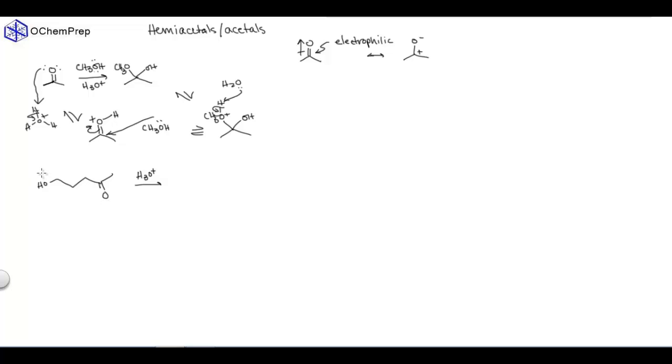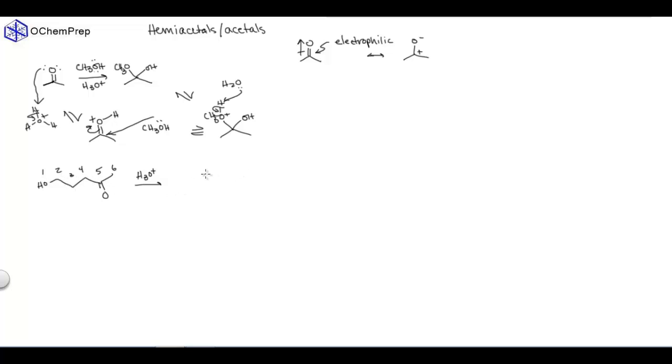So 5-membered and 6-membered rings form preferably. 4-membered are too small, and 7-membered are too big. It's sort of like the three bears: not too hot, not too cold. So 5 and 6-membered rings are what you always look for. So if we look at this, let's call this oxygen 1, 2, 3, 4, 5. So this nucleophile is going to hit this carbon right there. So it will be a 5-membered ring.